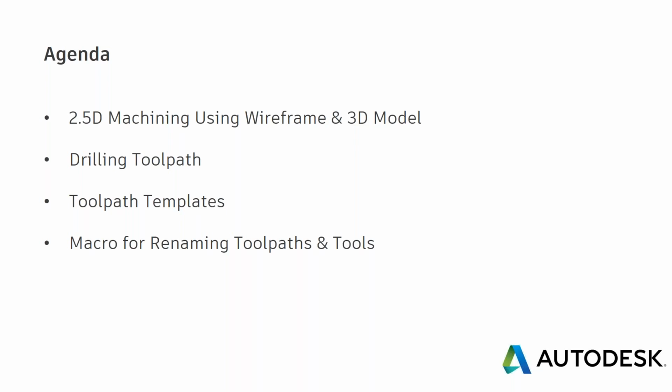The second one is actually a 3D model. Similarly, we are going to extract the features within the 3D model and we will create a toolpath for that particular model. Then the third one is drilling toolpath, including chamfering and drilling operations.